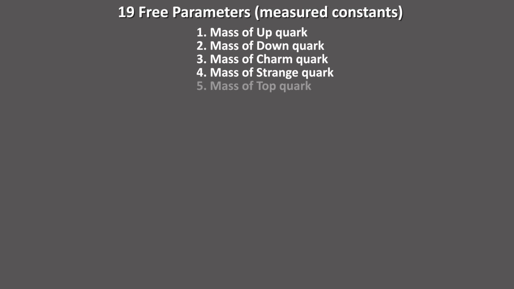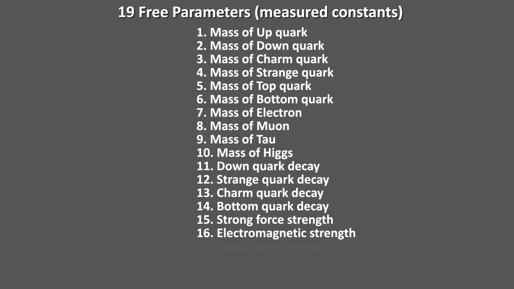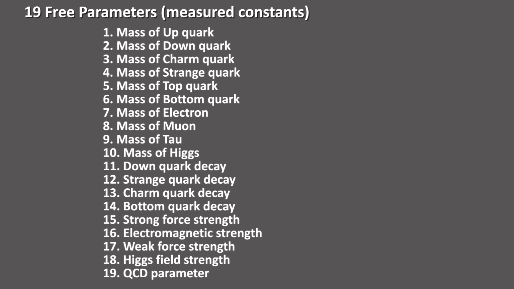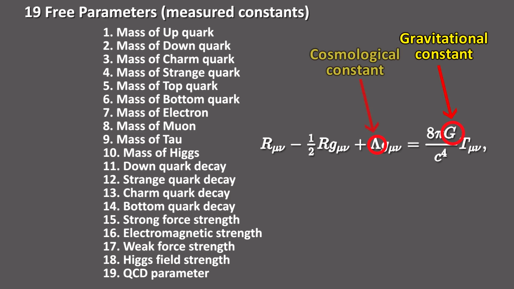This is the crux of the fine-tuning argument, that these constants, along with other constants in the universe, such as the gravitational constant in general relativity and the cosmological constant, appear to be such that life in our particular universe can exist. I'll get into the details of the fine-tuning argument in another video, but for now, let's take a look at what would happen if these constants were different.